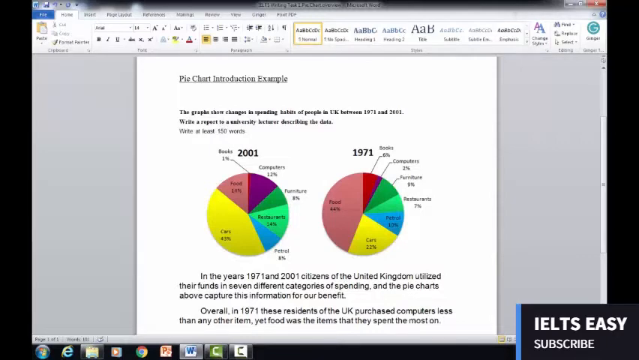Right, there's our first sentence. Overall, in 1971, these residents of the UK purchased computers less than any other item, yet food was the item that they spent the most on. Right, so we have our high and low for 1971. Okay, and then we look at the year 2001.